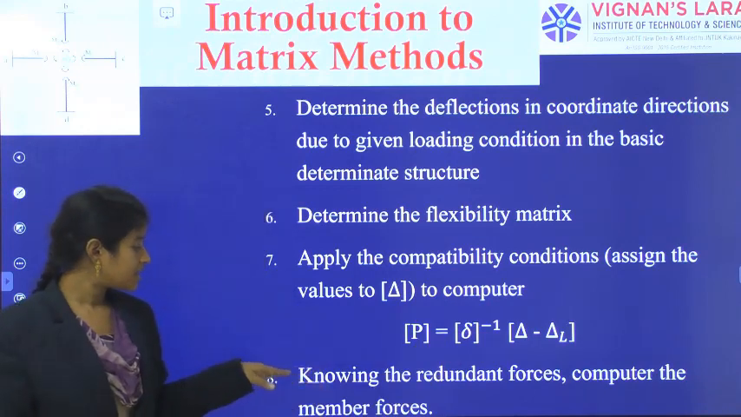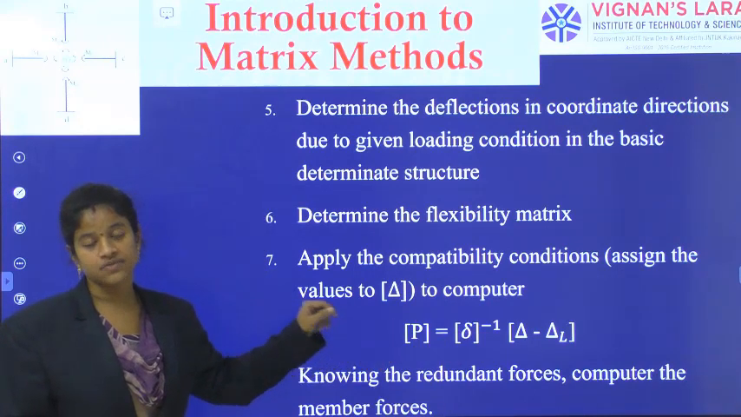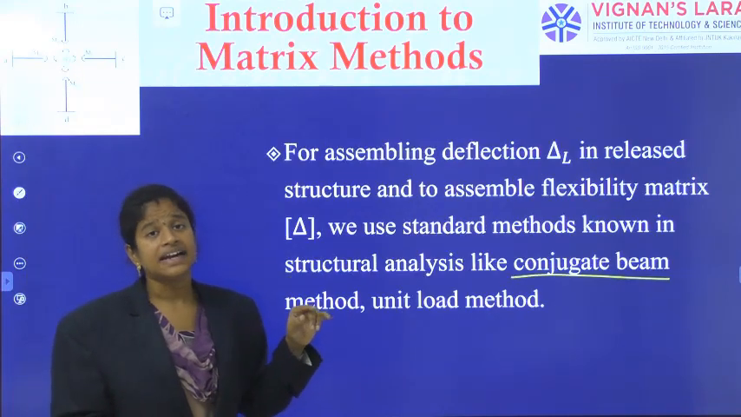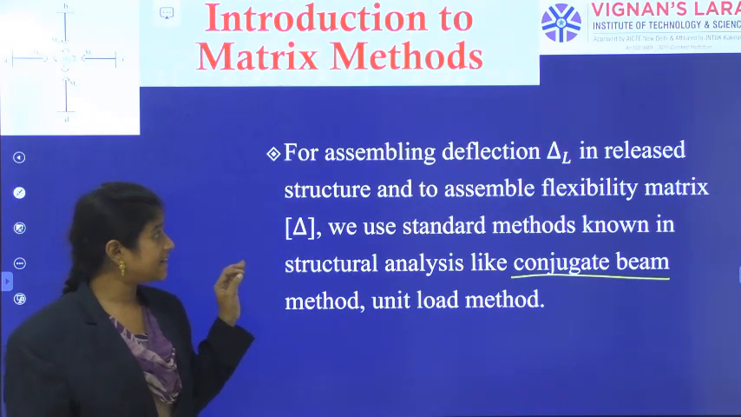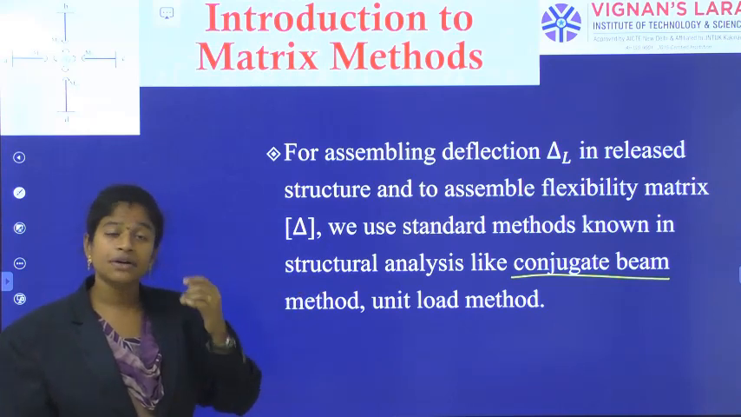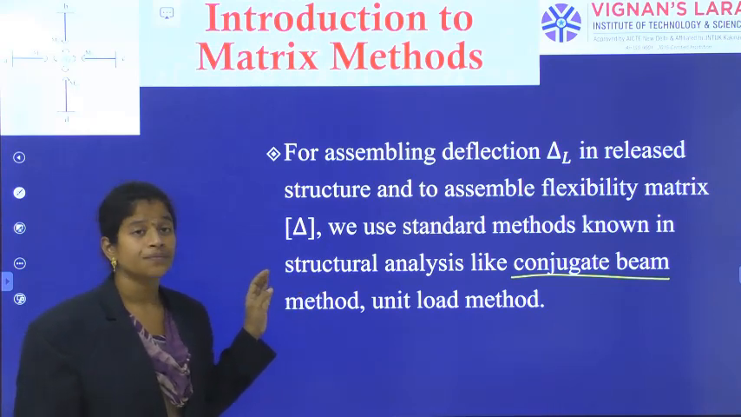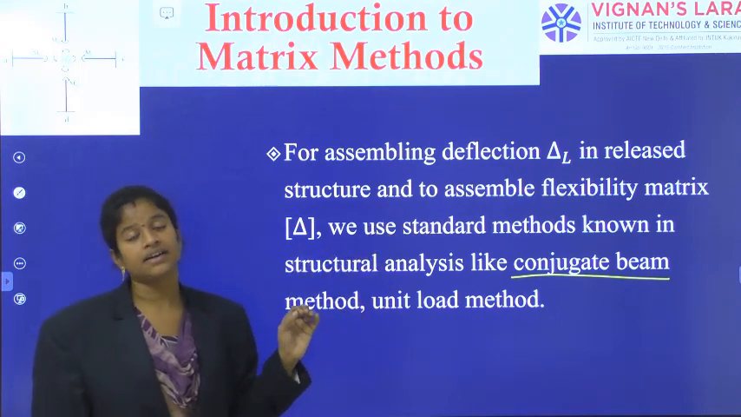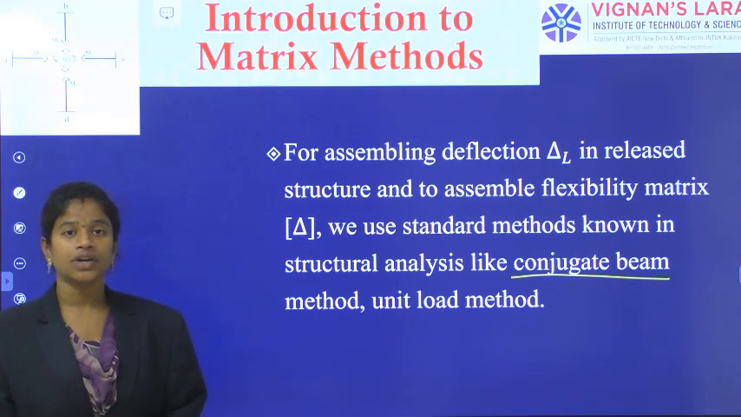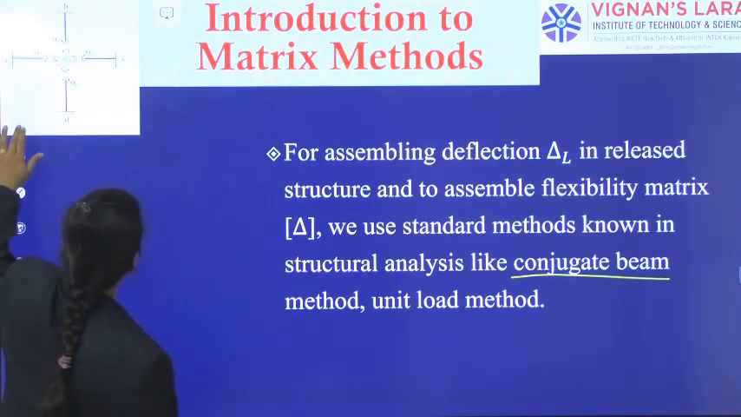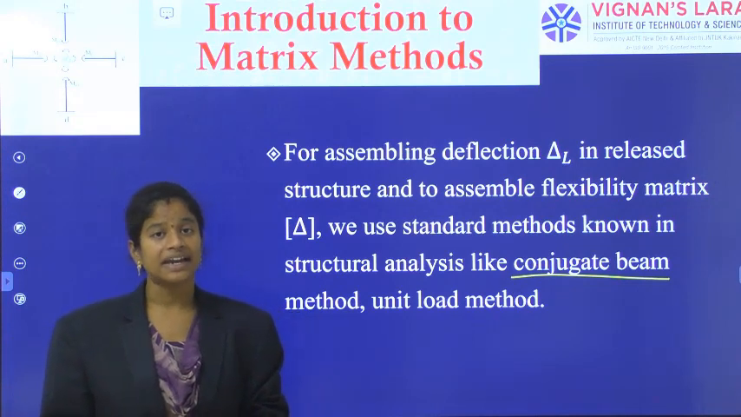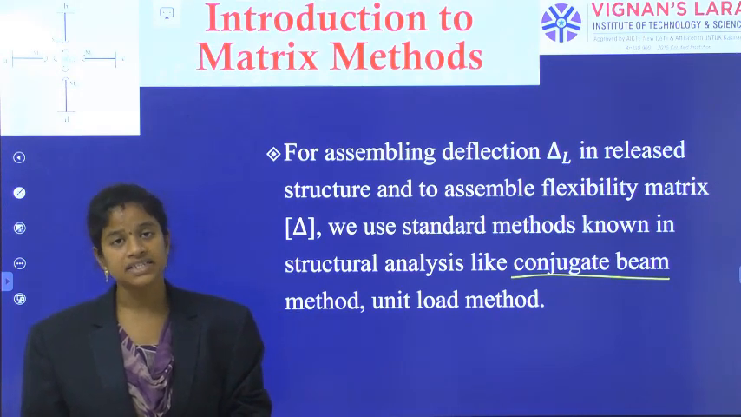There the corresponding unknown redundant forces will be computed. For assembly, delta L is calculated in the released structure, and the flexibility matrix delta will also be assembled. These two terms will be generated from the conjugate beam method or the unit load method. In our classes we are going with the conjugate beam method only, right? So in the next class we are going to analyze a problem using the flexibility matrix method.